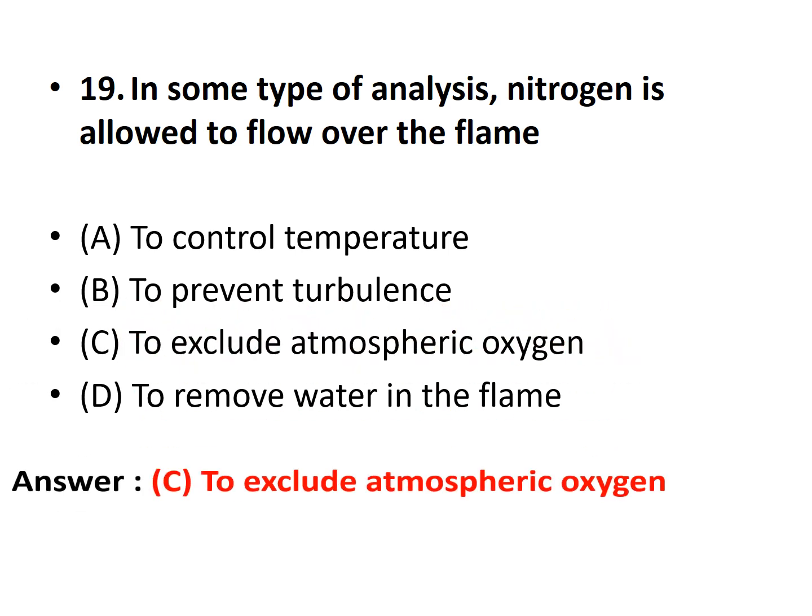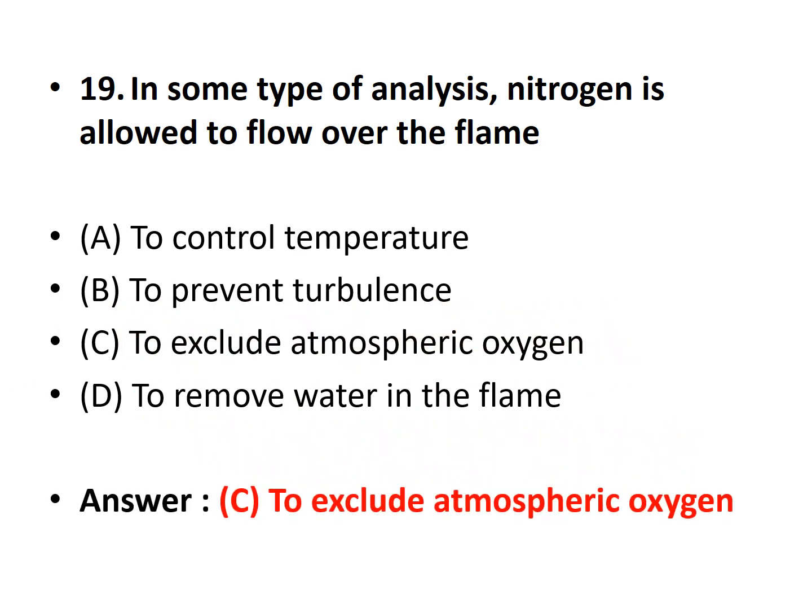So let's see what's the right answer. The right answer is C, to exclude atmospheric oxygen. Actually, nitrogen is used to remove atmospheric oxygen. And why is it required to remove atmospheric oxygen? Because some of the atoms readily form oxides by taking oxygen from the atmosphere, and if they are converted into oxides, our results will be disturbed, because we need gaseous atoms, not ions, not oxides. So to remove this chance of formation of oxides, sometimes we use nitrogen to remove atmospheric oxygen.